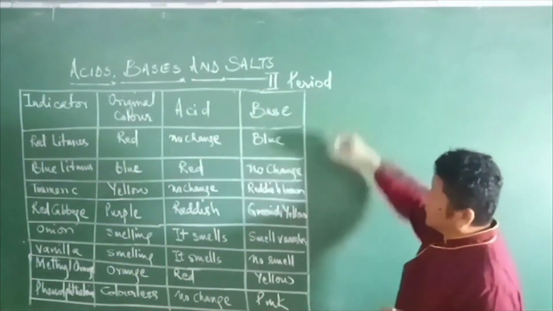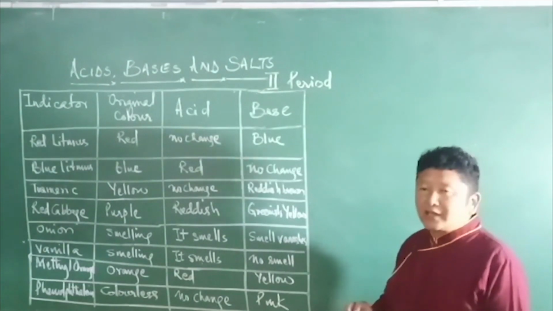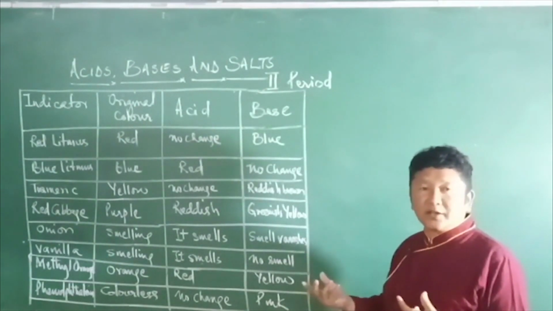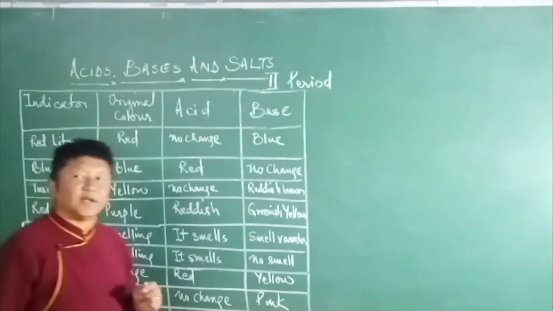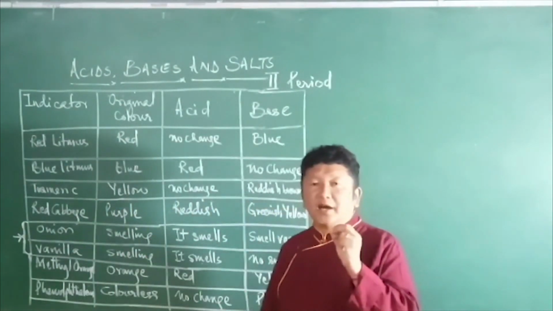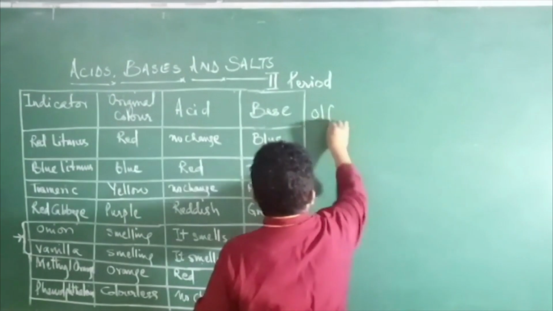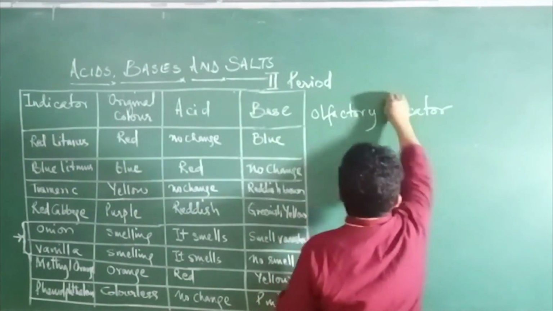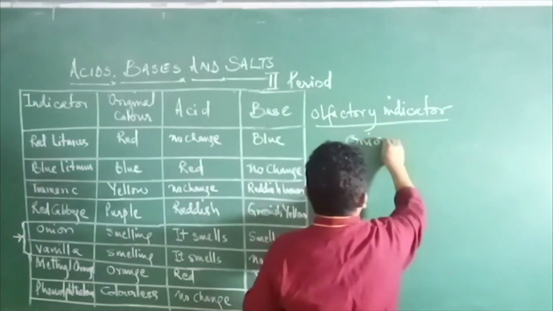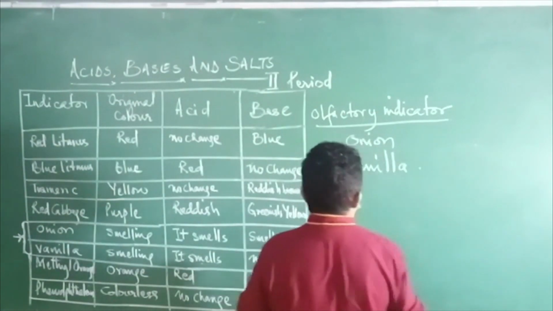Okay, so here, this is the table. Out of this table we can understand which kinds of indicators can change color. And here these two, onion and vanilla, are indicators which are considered as olfactory indicators. Onion and vanilla.